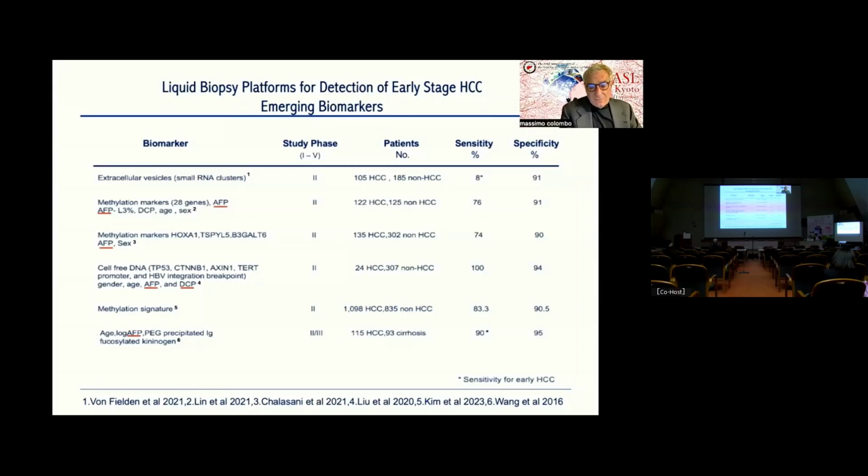90% sensitivity for early cancer and 95% specificity. This is much better, and this power, 115 HCC. Very disappointing, on the contrary, are the extracellular vesicles, only 8% sensitivity for early HCC.